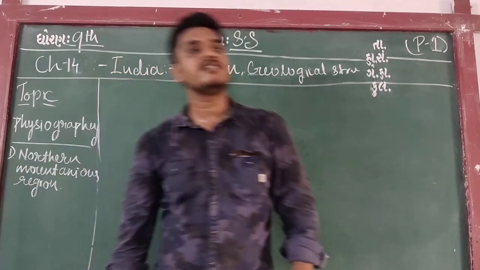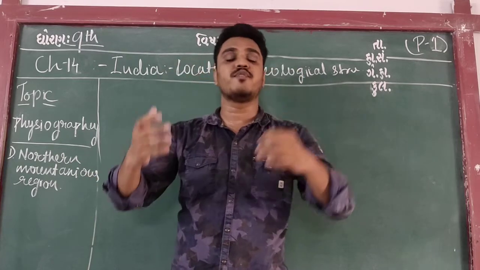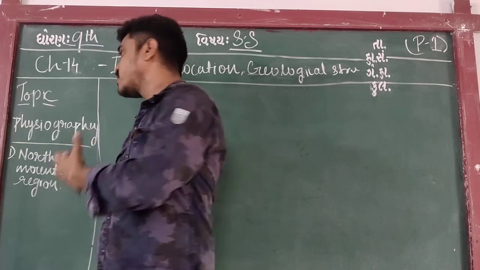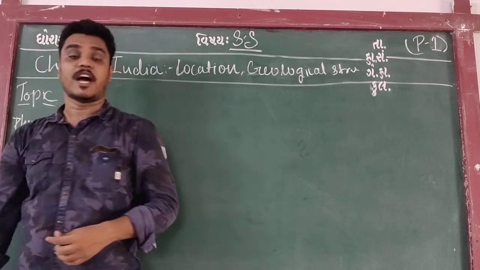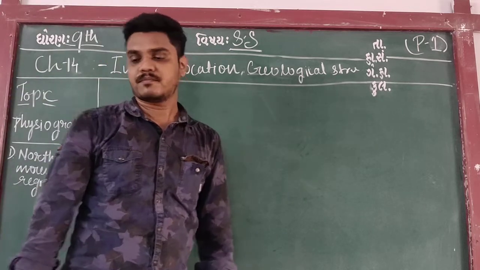India is full of irregular surface, we have irregular roads, we have irregular systems. So the irregular surface is called physiography. Are you getting? That irregular surface is called physiography.